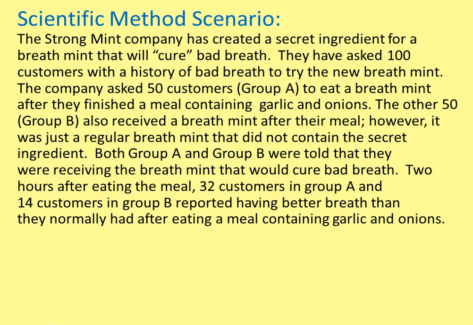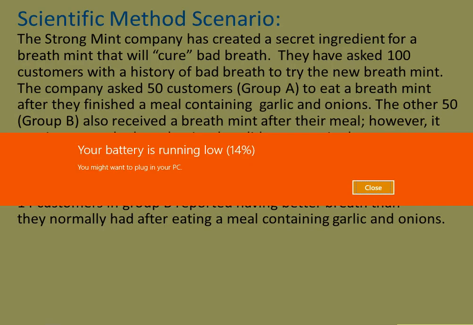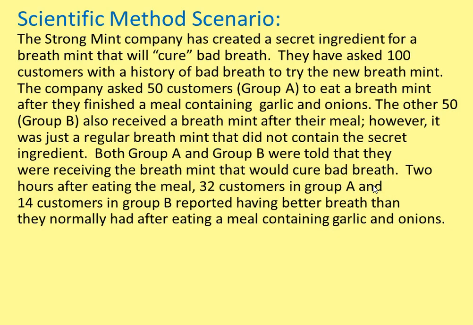Let's walk through a scientific method scenario. You need to be able to read a scenario, and you need to be able to pick out the independent variable, the dependent variable, and the controls during that experiment. So here's a sample scenario. The Strong Mint Company has created a secret ingredient for a breath mint that will cure bad breath. So they're developing this new thing. They hope it's going to work, but they've decided to test it.